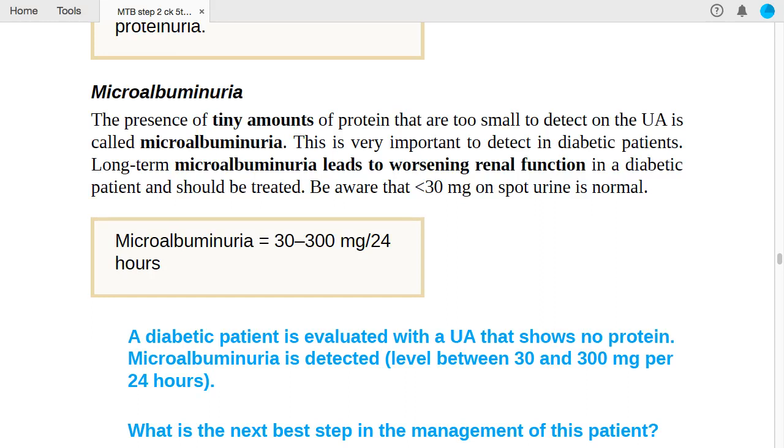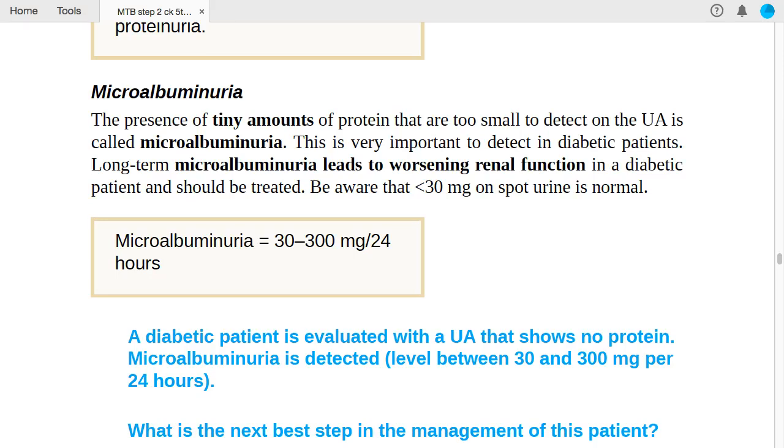Be aware that less than 30 milligrams on spot urine is normal. So if you're seeing a patient whose spot urine has less than 30 milligrams of protein, it means that this is normal. Microalbuminuria means the value is between 30 to 300 milligrams per 24 hours. Then we will say this is microalbuminuria.